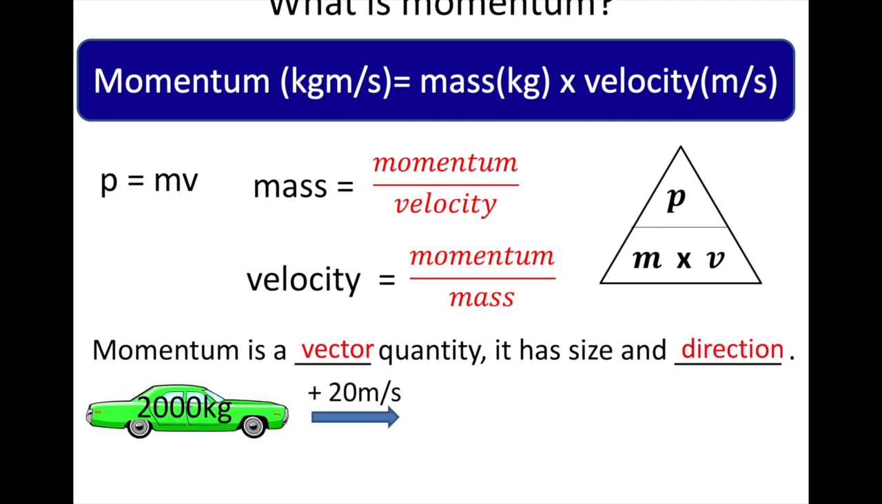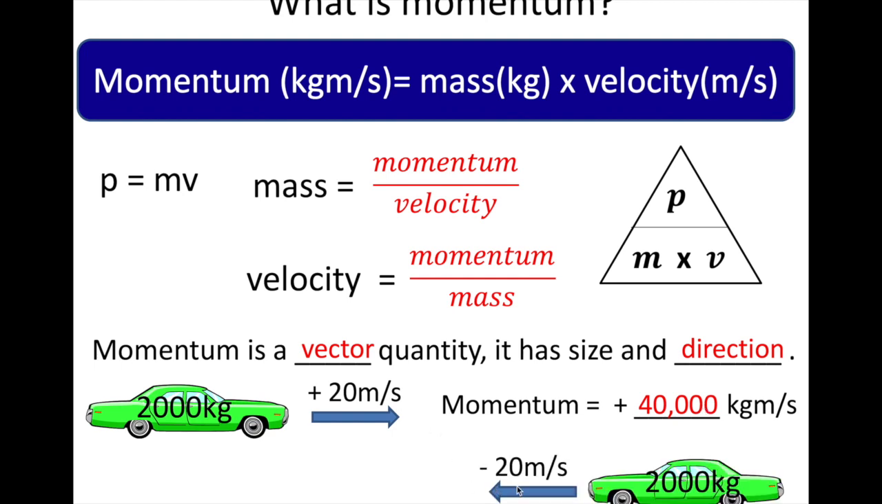Let me give you an example. If you've got a car of mass 2,000 kilograms travelling that way, let's make that velocity positive because velocity is a vector, then the momentum is mass times velocity, which is 40,000, and it's plus because it's going that way. If the car was going the opposite direction, its velocity is negative. So it's travelling at minus 20 meters a second. That just tells you it's travelling the opposite direction, which means the momentum, if you multiply the two together, is minus 40,000 kilogram meters a second. That just tells you that it's travelling in the opposite direction. So momentum is a vector.